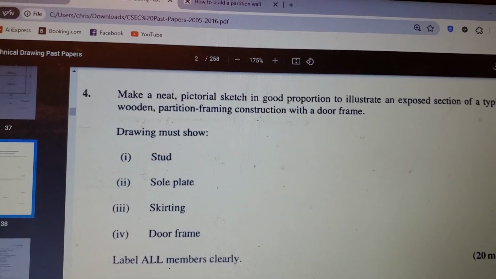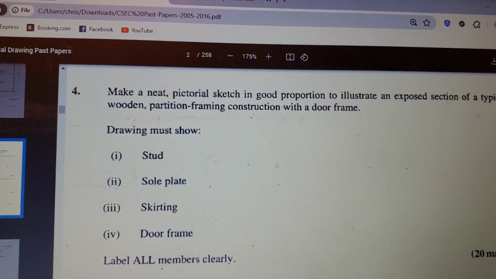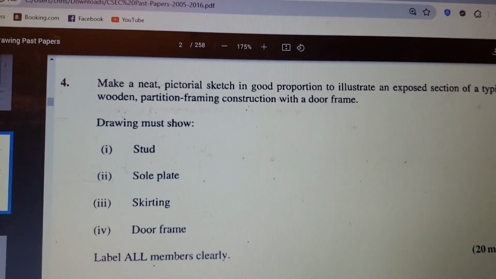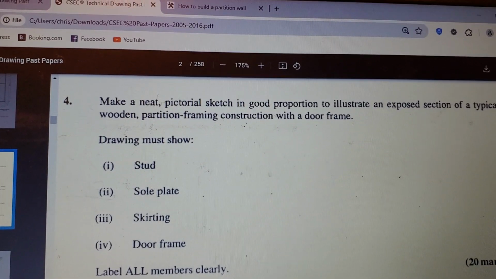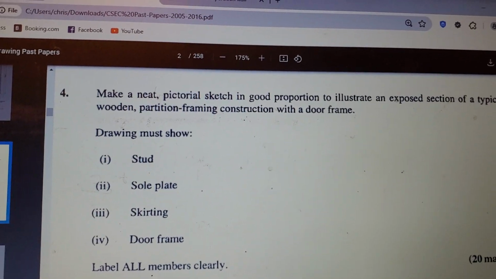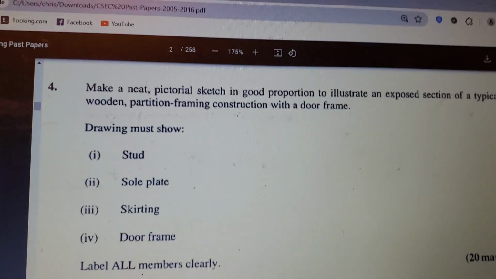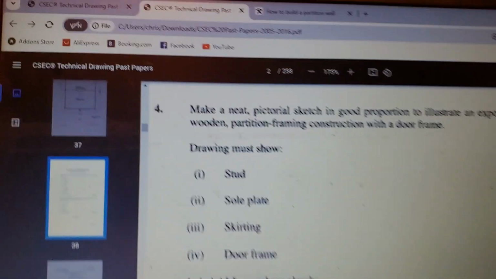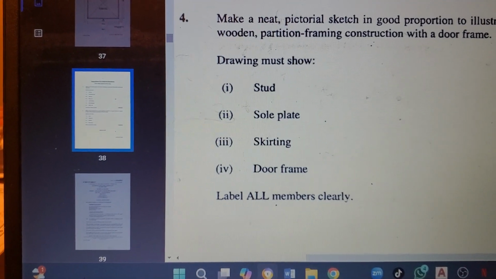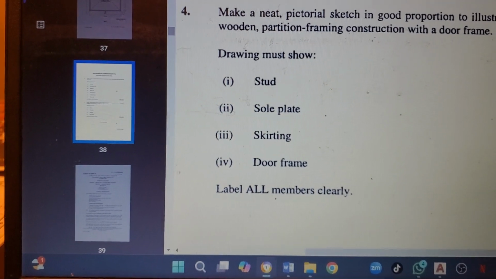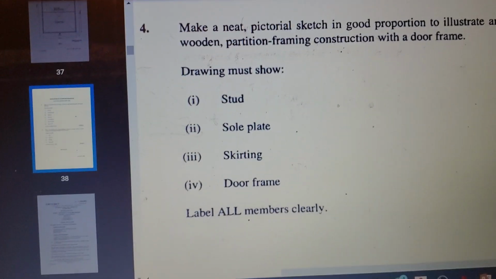So three things that you must be keen on: good proportion. It means that ratio and proportion has to be established. They also want you to show the door framework, and it should be of a wooden partition. For the drawing, you must show the following: stud, sole plate, skirting, and door frame. You're also required to label all the following.